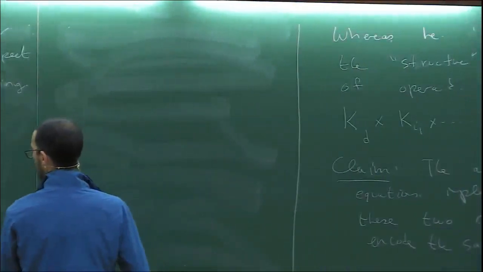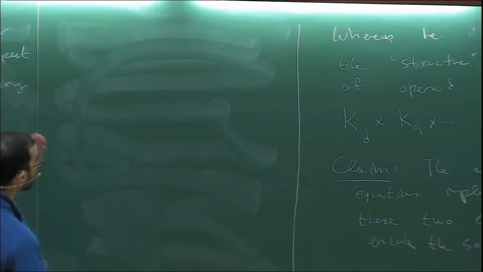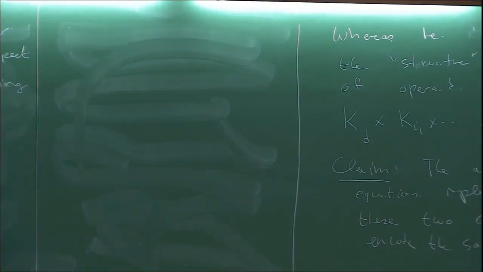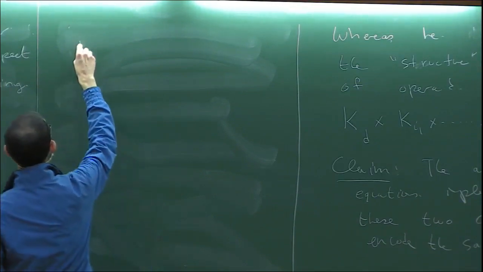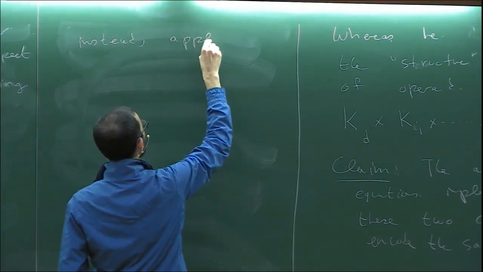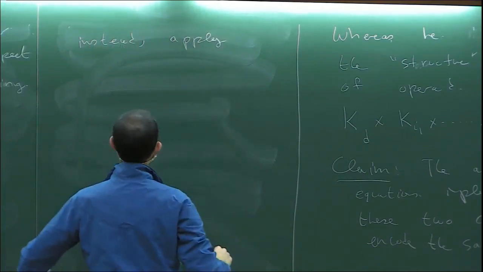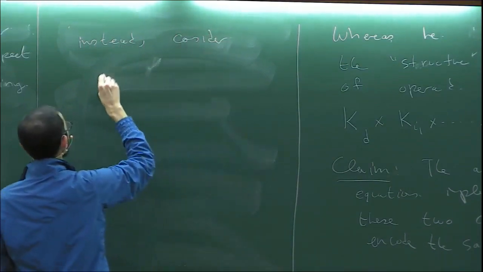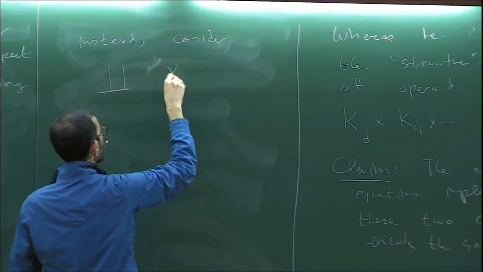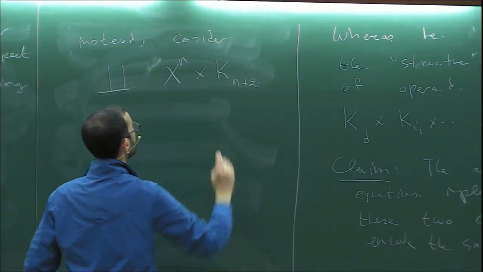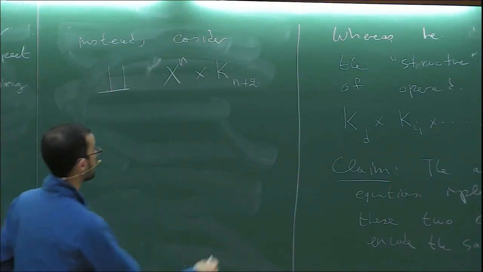And what you do is the following thing. I will use K, because K does satisfy this. You can instead consider the disjoint union of X^n crossed with K(n+2), modulo an equivalence relation.